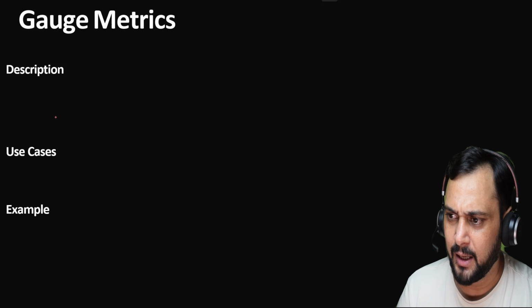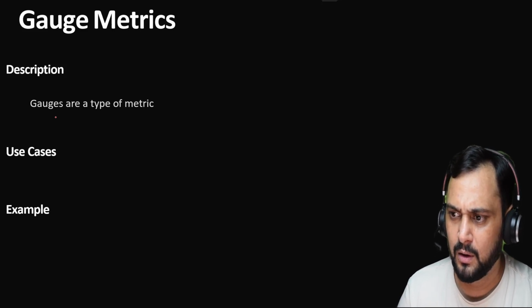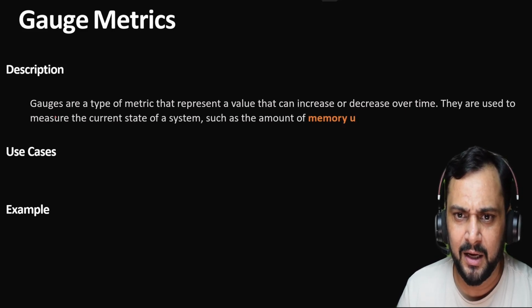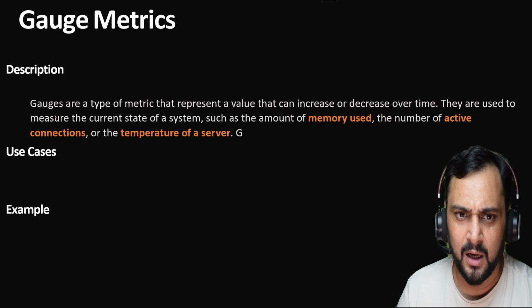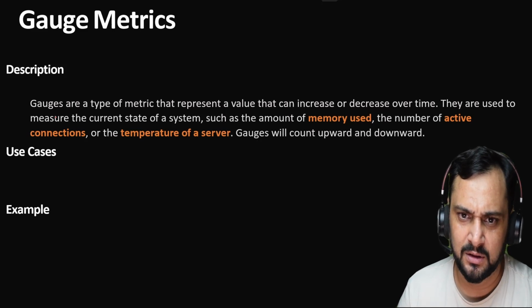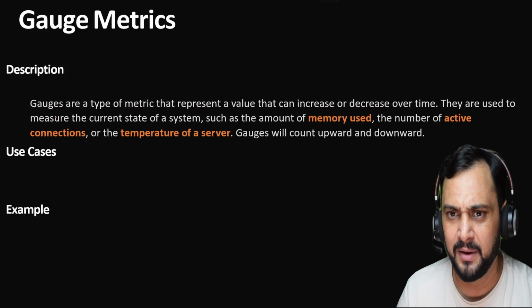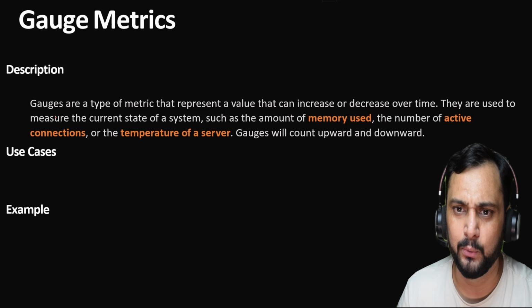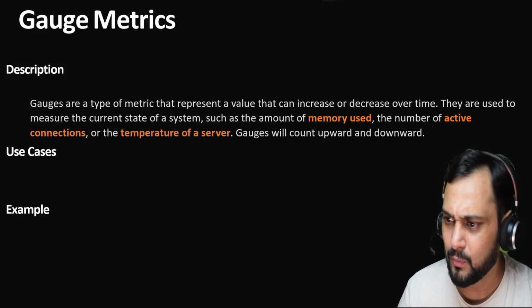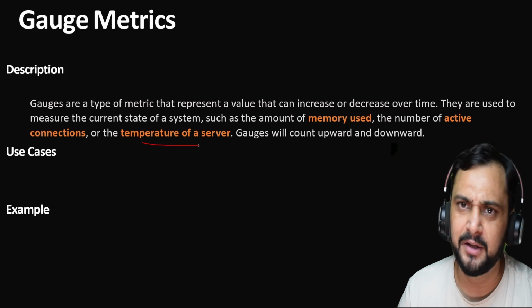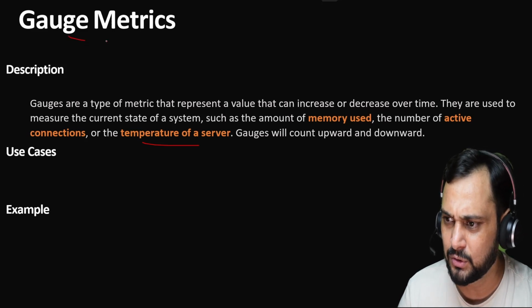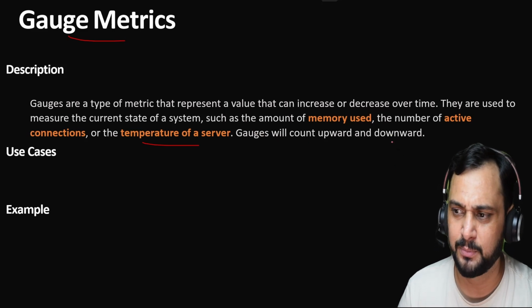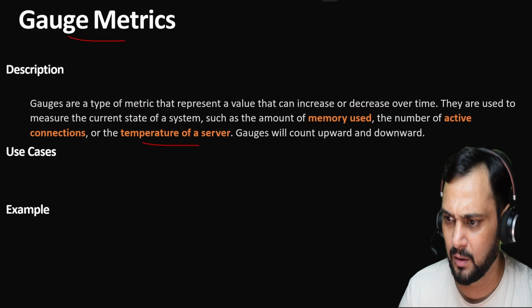Let's talk about the second type of metric, that is gauge. Gauges are the type of metric that represent a value that can increase or decrease over time. They are used to measure the current state of a system, such as the amount of memory used. Maybe this time it is high and after 1 hour, or if we kill the process, it reduces, right? The number of active connections or the temperature of the server may increase or decrease, right? So for that reason we are using the gauge type of metric. A gauge can count upward or downward. So that's the basic difference between gauge and counter metrics. I hope it is clear now.